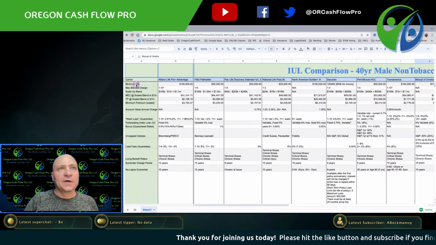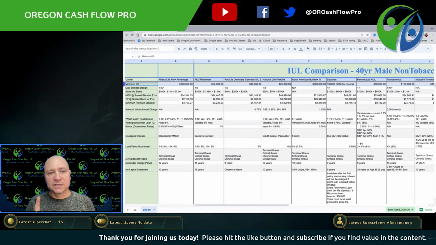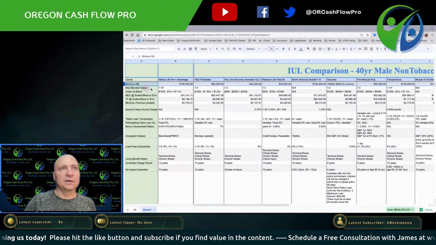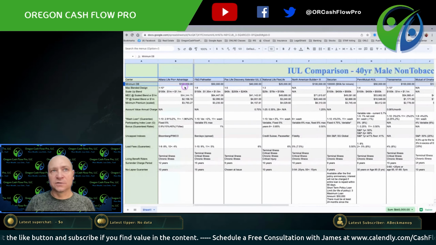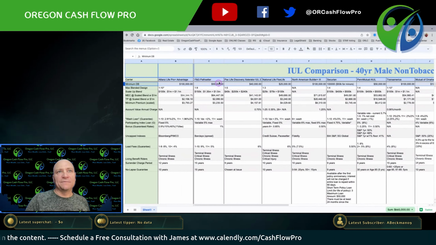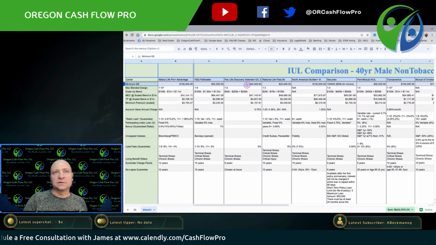So we have the minimum death benefit. This row is the minimum death benefit that you can sell this product with. Okay, you can see here with Allianz, $100,000 is the minimum. This is for the base face amount. Okay, F&G Path Center will go down to $50,000. PacLife will go down to $40,000. National Life will go to $25,000.